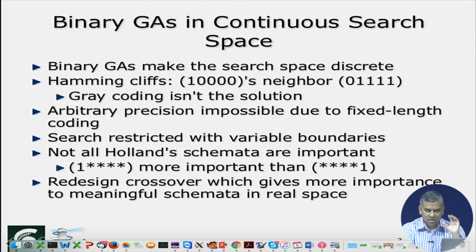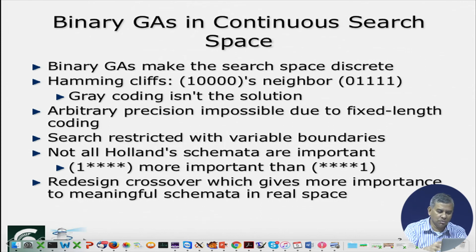So you see that in Holland's schemata concept, when you apply binary coded to real parameter, not all schemata are equally important. But he argues there is a very efficient schema processing that happens in a GA for all schema. It doesn't differentiate. So since in real parameter GA not all schemata are important, that may not be an efficient search.